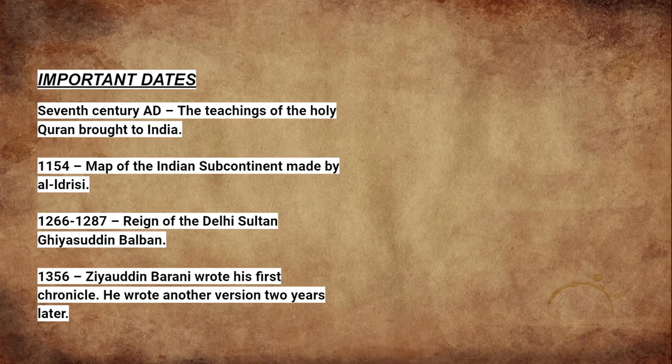Important dates: 7th century AD, the teaching of the holy text Quran brought to India. 1154, map of the Indian subcontinent made by Al-Idrisi. 1266 to 1287, reign of Delhi Sultan Ghiyasuddin Balban. 1356, Ziauddin Barani wrote his first chronicle. He wrote another version 2 years later.